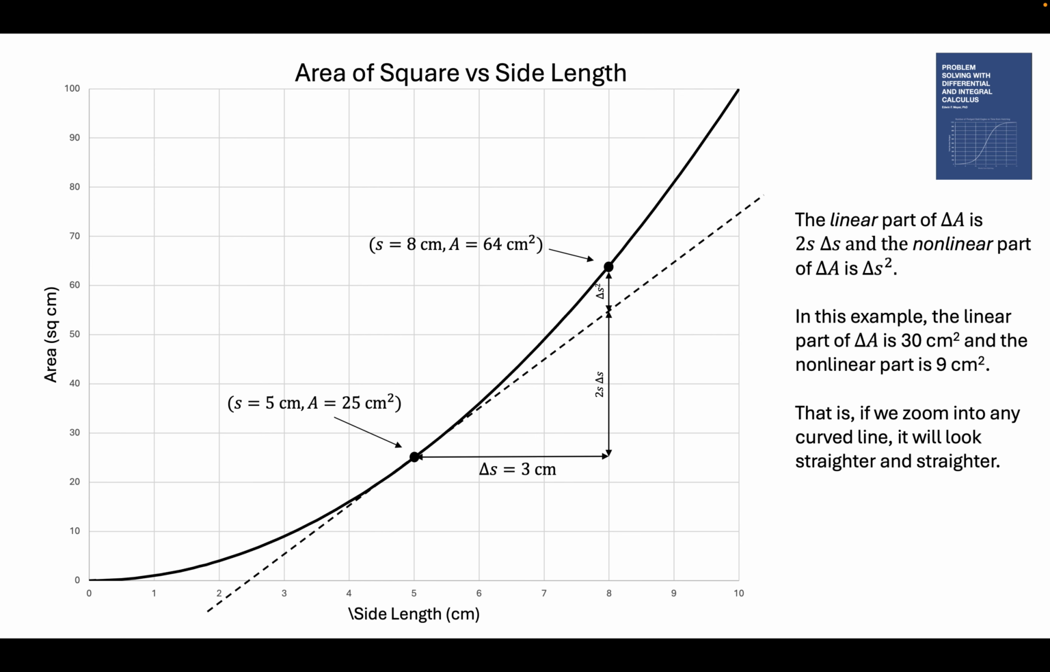In other words, if we zoom in to any curved line, it's going to look straighter and straighter and straighter the more that we zoom in. So let's do that. Let's zoom in. Instead of going from 0 to 10, I'm going to plot from 4.8 to 5.2. And we're going to go from 23 to 27. This little square right here is going to be the entire plot.